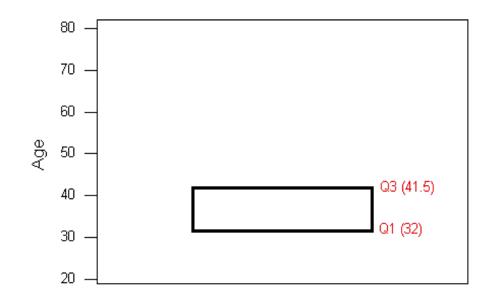The central box spans from Q1 to Q3. In our example, the box spans from 32 to 41.5. Note that the width of the box has no meaning. A line in the box marks the median, M, which in our case is 35.